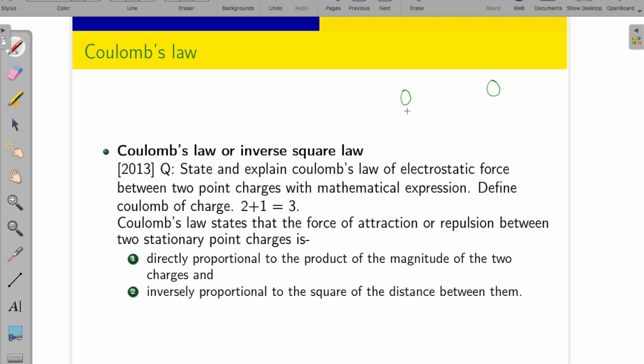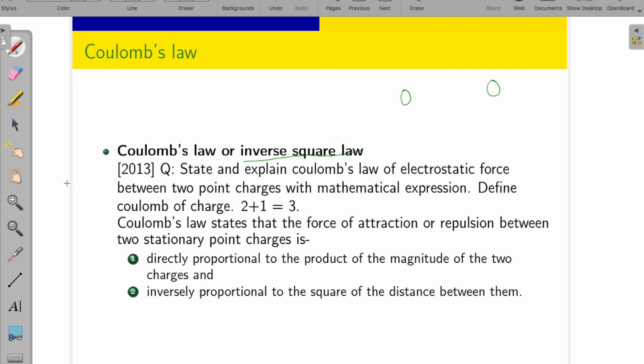Like this. So today we'll discuss some of the laws related to static charge. One of the important laws is given by Coulomb, so it is known as Coulomb's law, or it is also known as the inverse square law.